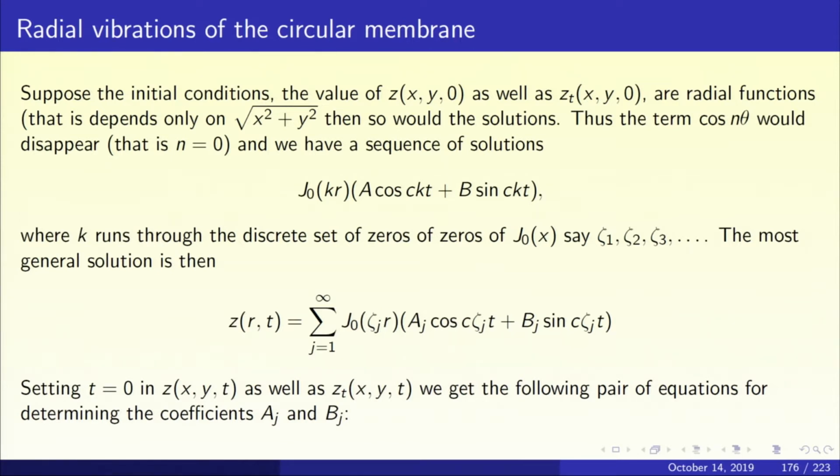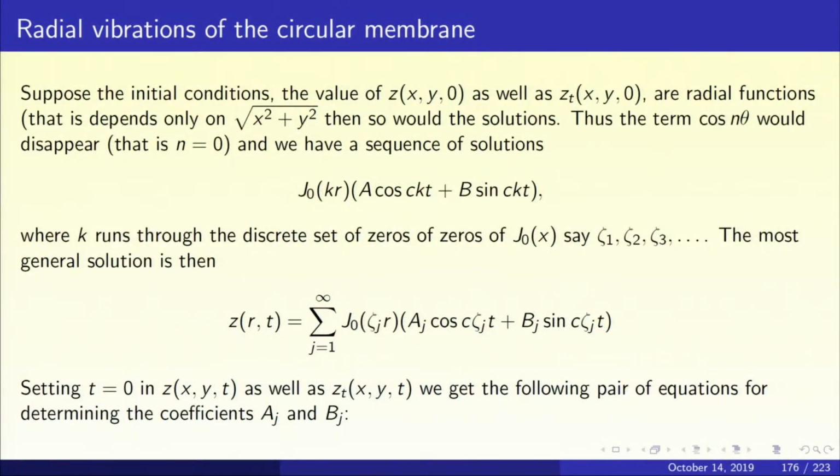Now, the zeros of the Bessel's function are available in tables, they are available through Mathematica, they are available all over the place. So, we do not have to worry about what the exact values of these zeros, zeta j's, are; they are available. Put t equal to 0 and we get z of r comma 0, which will be summation j from 1 to infinity aj J0 zeta j r. But this is known, the initial displacement is known to us, it is going to be f of xy.